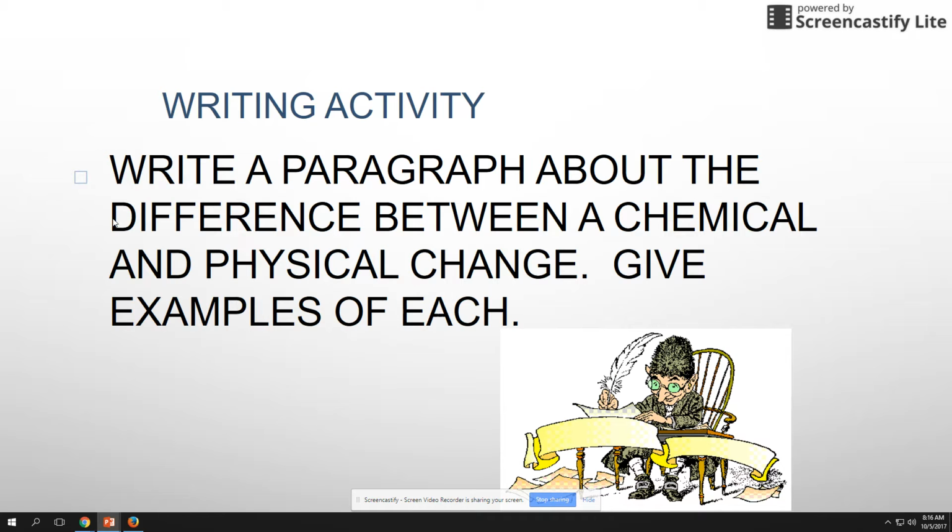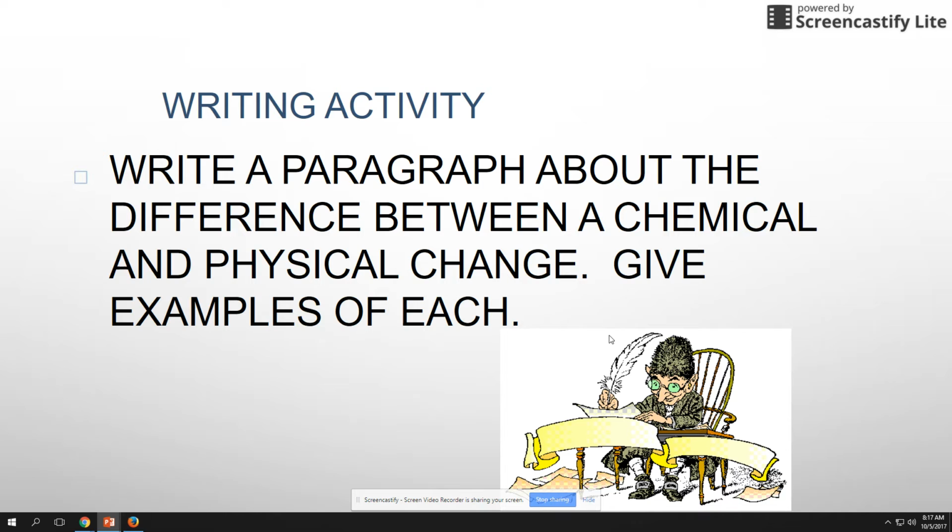Okay, so here is the last part of your notes. You have a writing activity. You're going to write a paragraph about the difference between a chemical and physical change. Give examples of each. All right, boys and girls, that is all of the notes for today. You are able to go and do your writing activity.